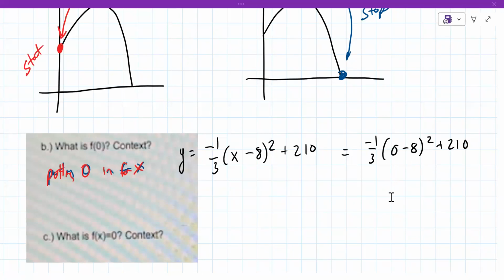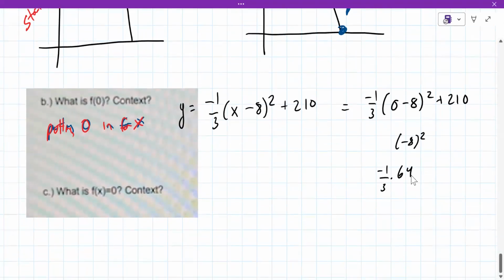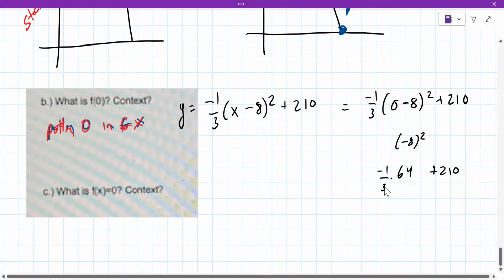Okay, so let's just work through it together. -8 squared is 64. And then you're multiplying by -1/3. Now that doesn't work out nicely. It ends up being a decimal, and that's okay. A third of this is going to be about 21 and a little bit, and it's negative. And then you're adding that to 210. So I think what I heard is you did not account for the negative. Go ahead and account for the negative here, add it to 210.